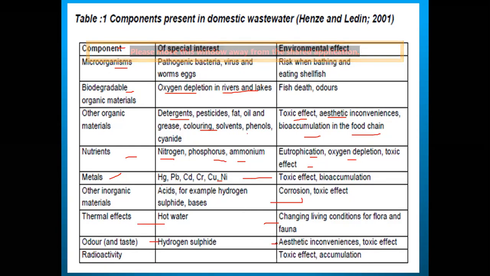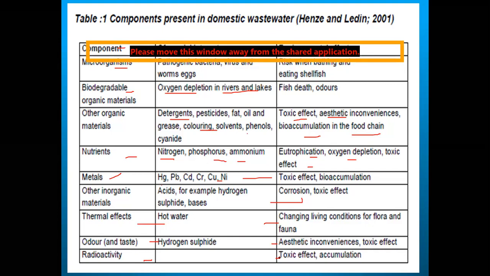Aesthetically inconvenient to the water and also a toxic effect. And radioactivity chemicals, with this what happens? Again the accumulation takes place and toxic effect also takes place. So these are the main problems whenever we are not treating the domestic water and using it.